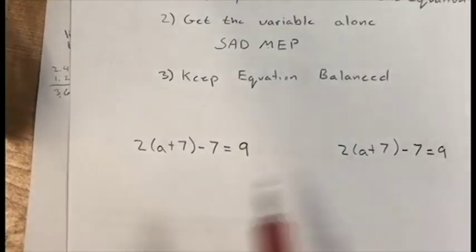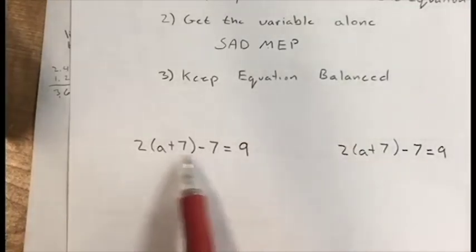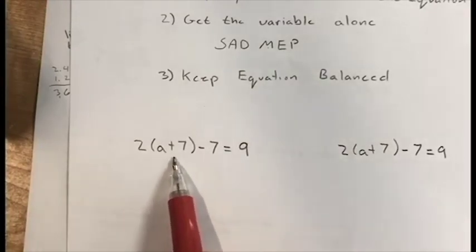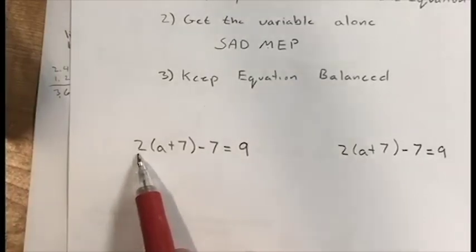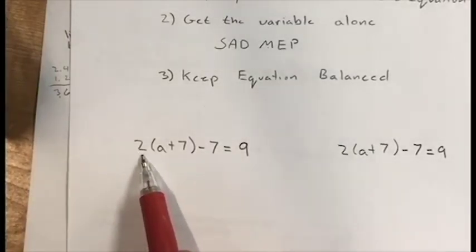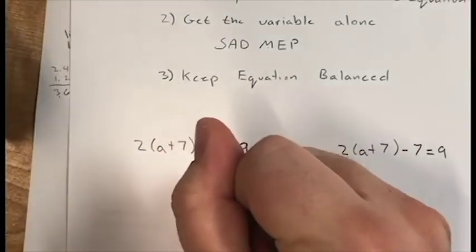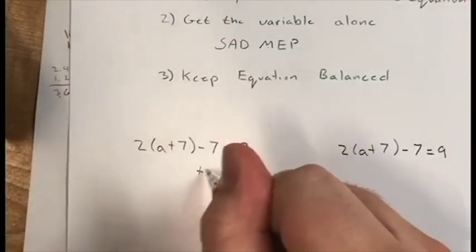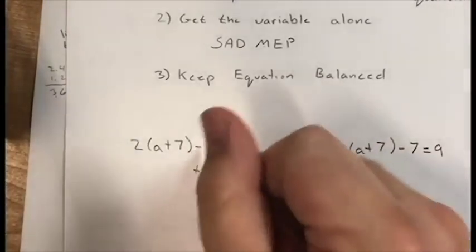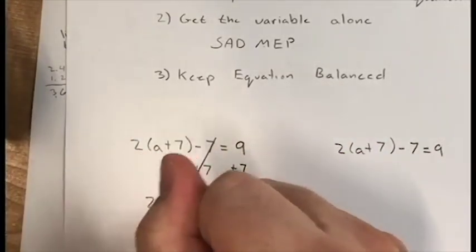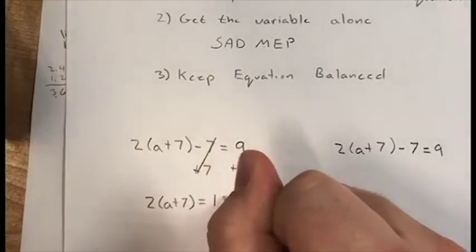So now what do we do? We do SADMEP. So we do our addition and subtraction first. What do we see? We can't do parentheses yet because that's at the end of MEP. So we need to do subtraction and addition. So I have a -7. So right now I can get rid of that -7 by going +7 to both sides. All right, when I do, that cancels out, and that gives me 2 times (A plus 7) equals 16.